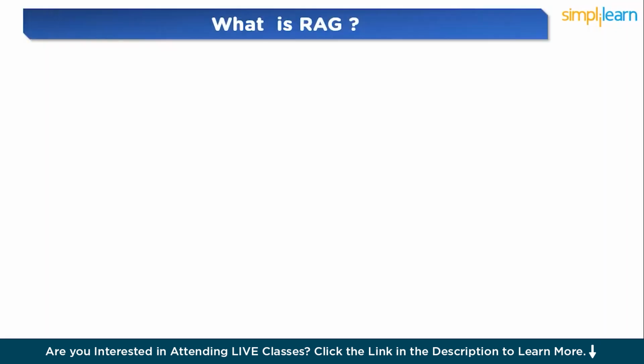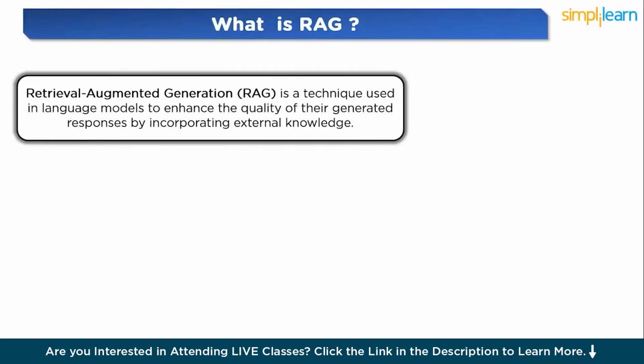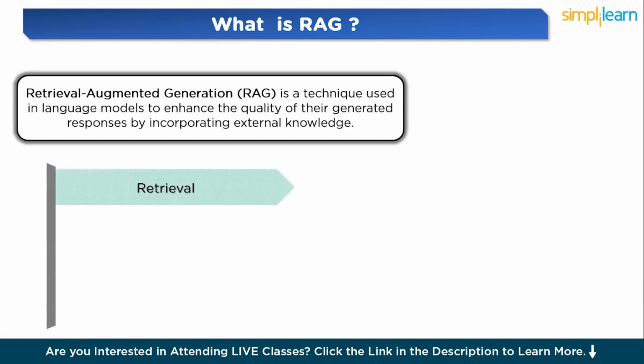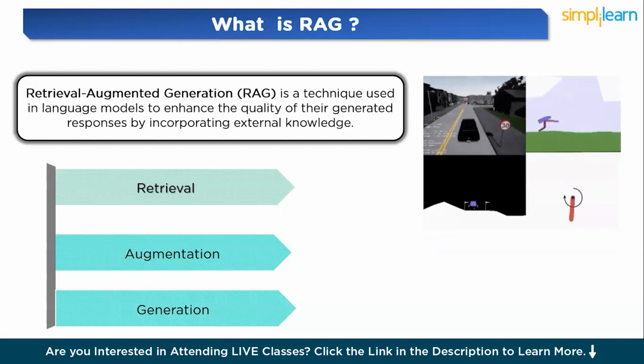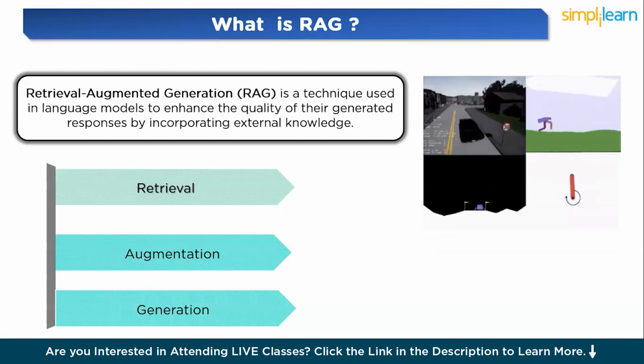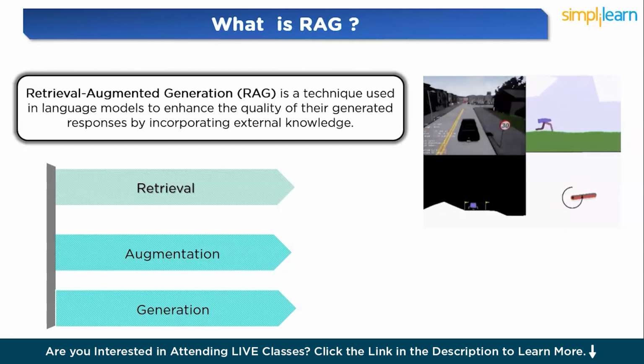So let us start with first understanding what is RAG. RAG stands for Retrieval-Augmented Generation. It is a technique used in large language models to enhance the quality of their generated responses by incorporating external knowledge, instead of relying solely on the data the model is trained on. RAG dynamically retrieves relevant information from an external source, such as a database or search engine, and uses that to augment the model's understanding, thus helping it generate more accurate and more informed responses.